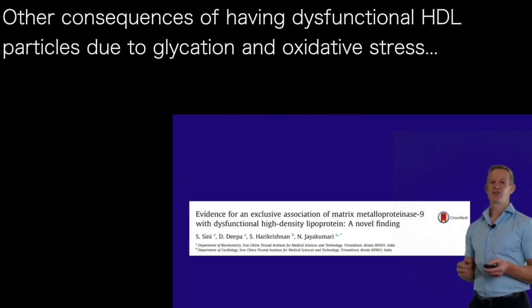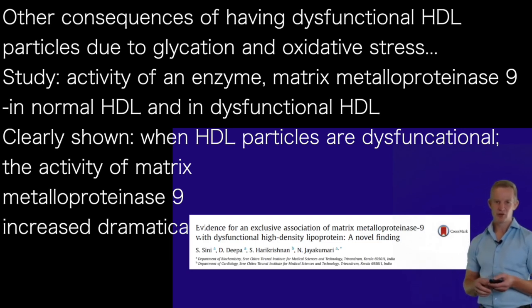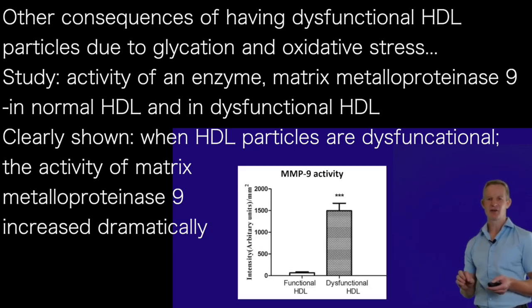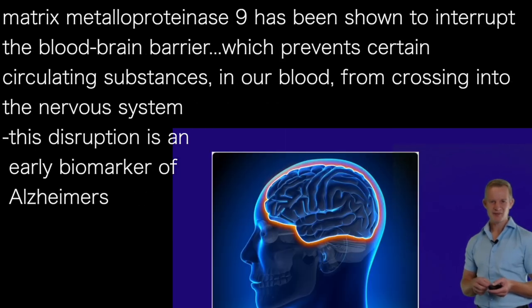And there's also other consequences of dysfunctional HDL particles which occur due to glycation and oxidation stress. This study looked at the activity of an enzyme called matrix metalloproteinase 9 in HDL particles, which were normal, and those which were dysfunctional. And it was clearly shown that when HDL particles became dysfunctional, the activity of this matrix metalloproteinase 9 increased dramatically. And the reason this is a problem is because matrix metalloproteinase 9 has been shown to disrupt something called the blood-brain barrier.